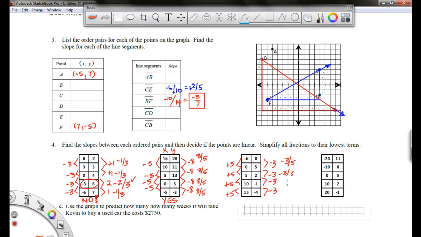Are all these the same? Yes, they are. So I'll let you do this last one on your own. These slopes are all the same, so are these linear? Yes, they are linear. Okay, we're going to do parts A and B on 5 next. I'll just pause this video and then we'll go on to problem number 5.